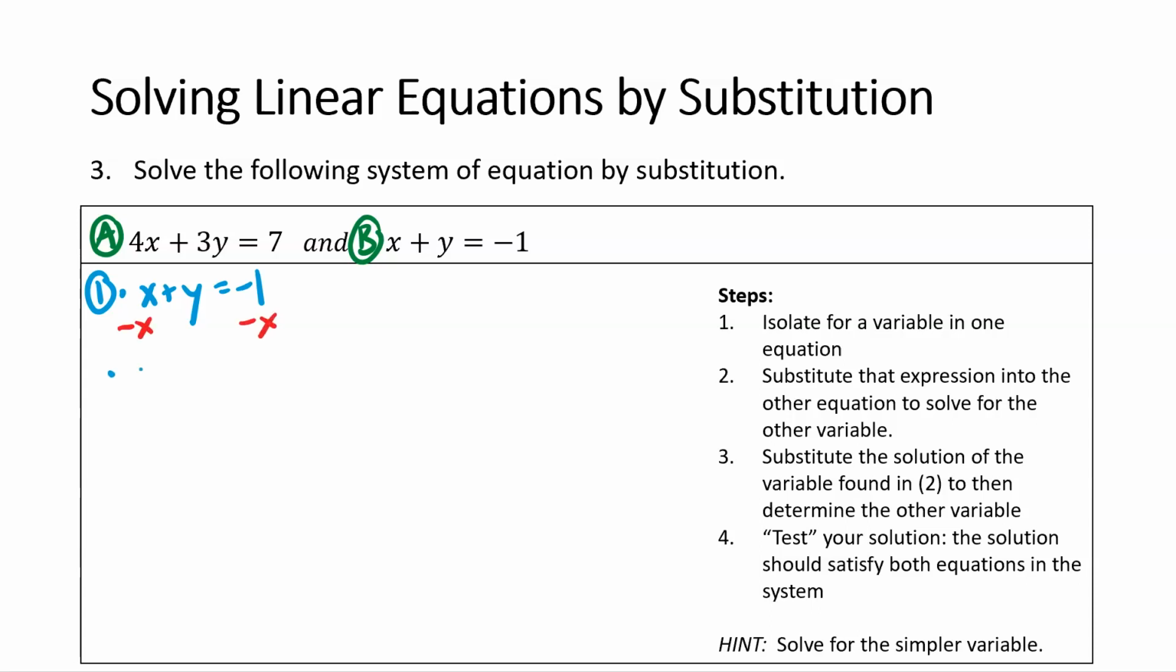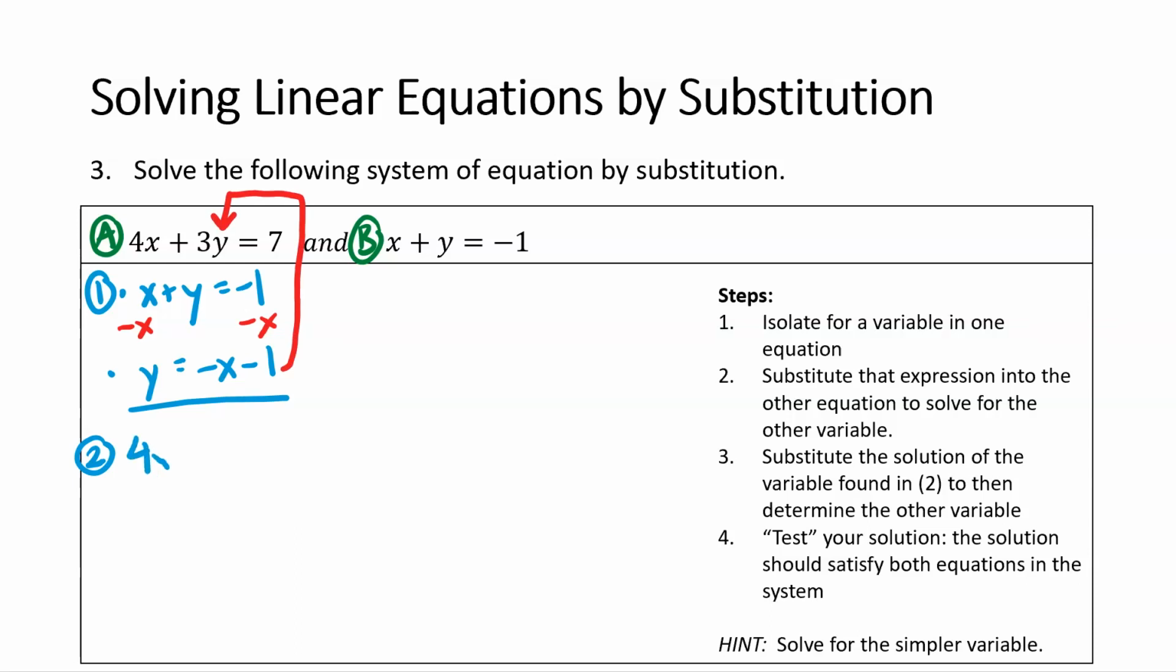And what we would get is y equals -x minus 1. Okay, that's the end of step 1. We have isolated for a variable. Step 2 says take that expression and plug it in to the appropriate variable in the other equation. So that means we're going to take this y and plug it into the y in equation A.